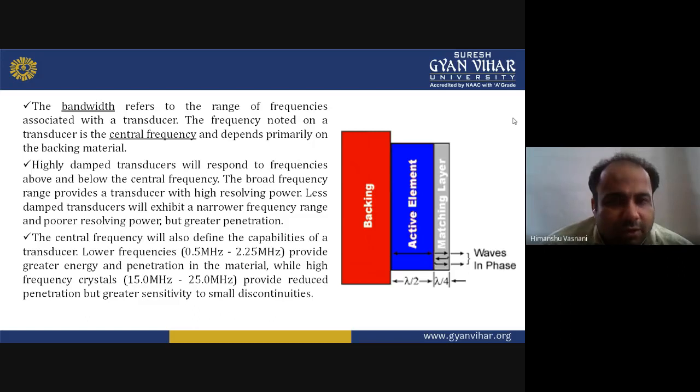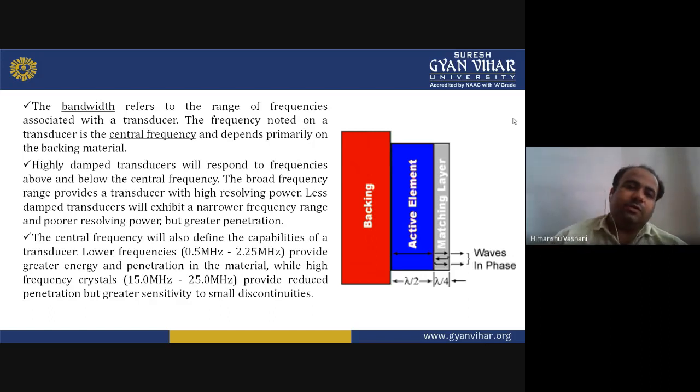So we should understand that highly damped transducers respond to frequencies above and below the central frequency. If we have a broad frequency range, we will have high resolving power. If we have less damped transducers, they give a narrow frequency range and low resolving power, but greater penetration.